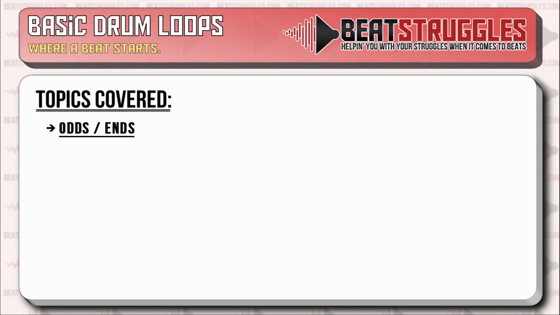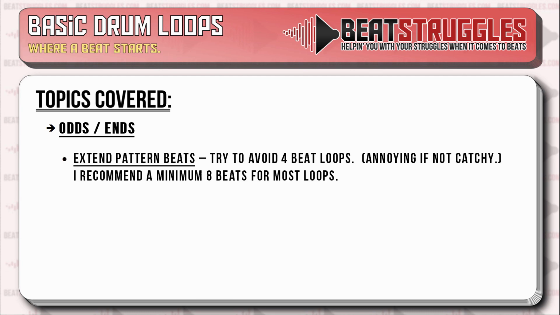So to continue on with some more odds and ends, this has to do with extending the beats inside your pattern. In FL Studio, when you first open it up, the step sequencer is only at 4 beats. So that's 1 bar. In 1 bar, there are 4 beats. So for example, if you had 2 bars, that would be 8 beats. If you're only making 4 beat loops or 1 bar loops, this can be amazingly annoying if that loop is not catchy.